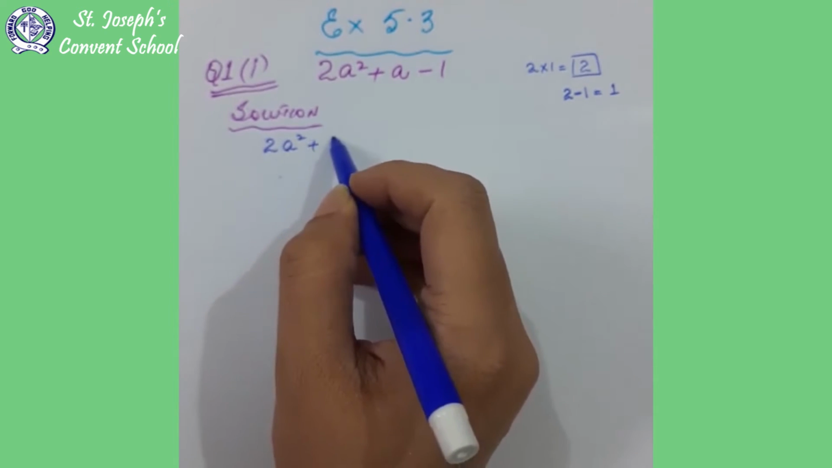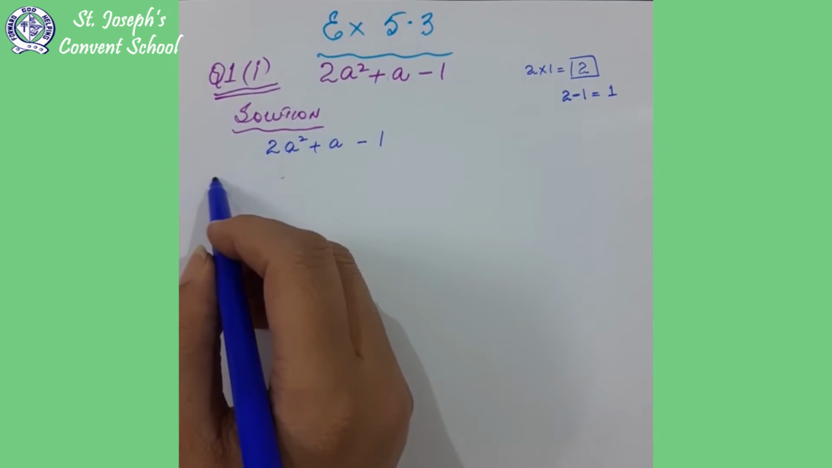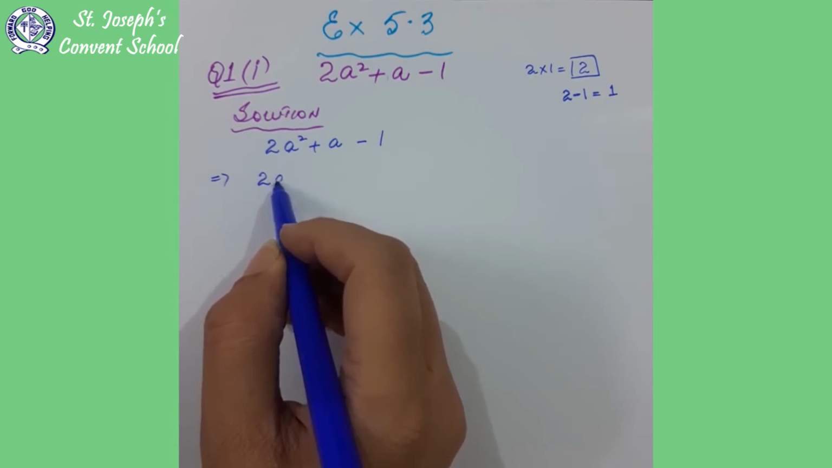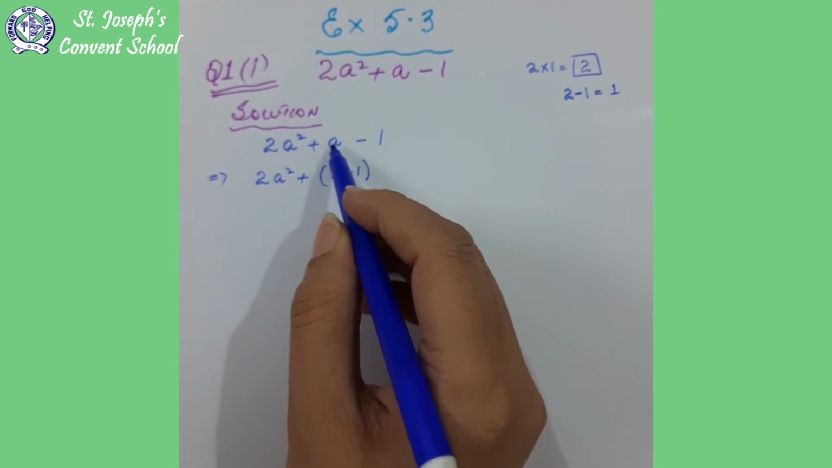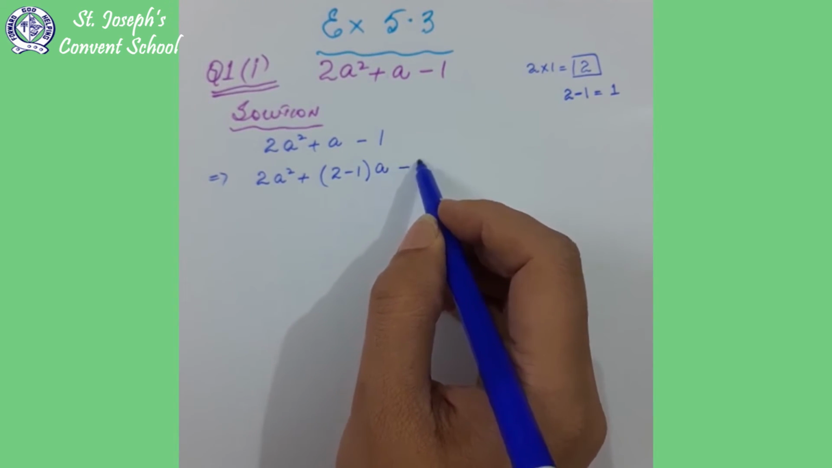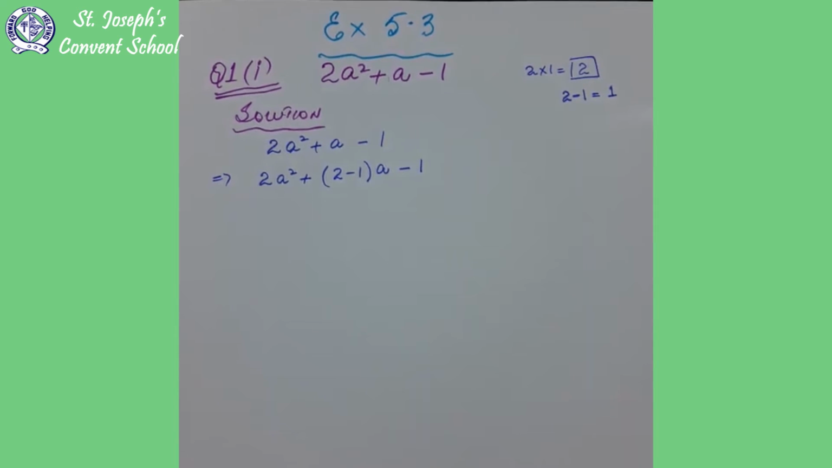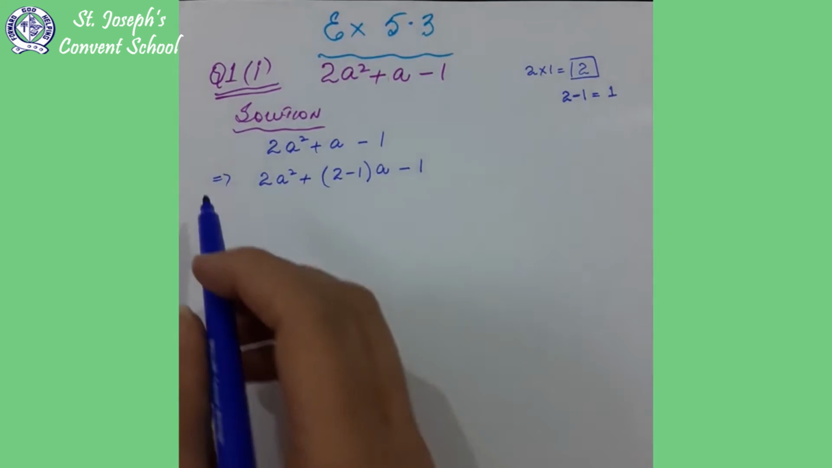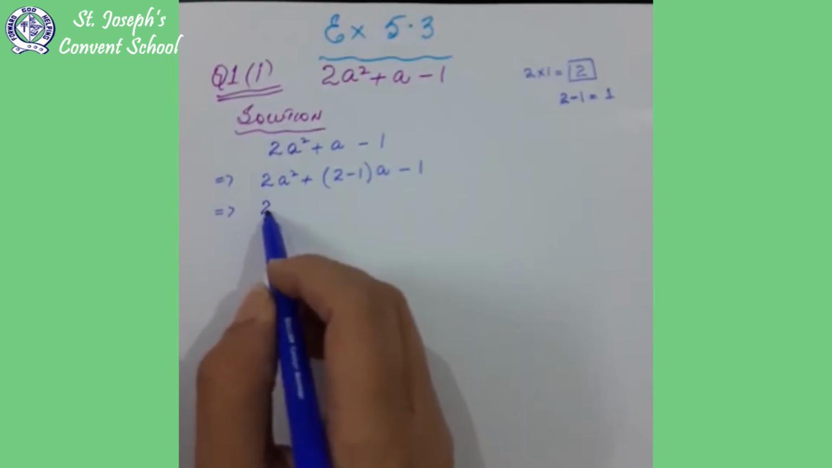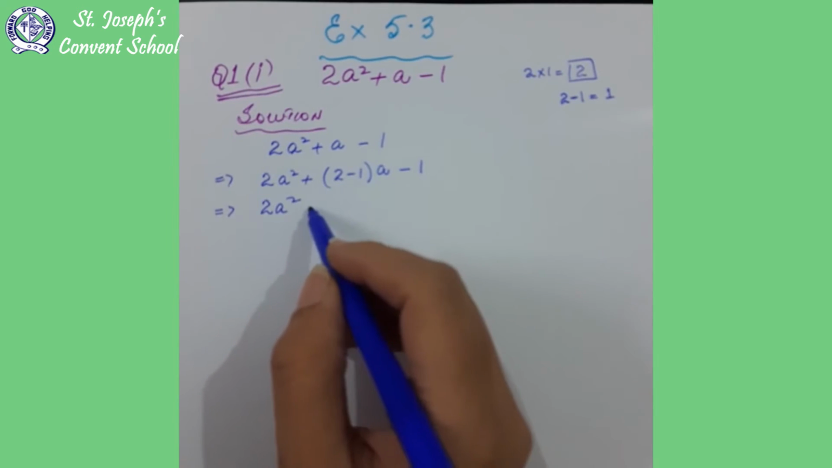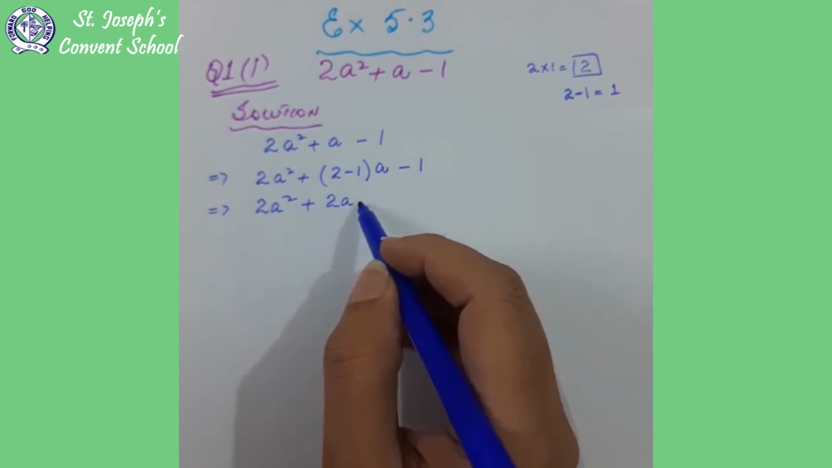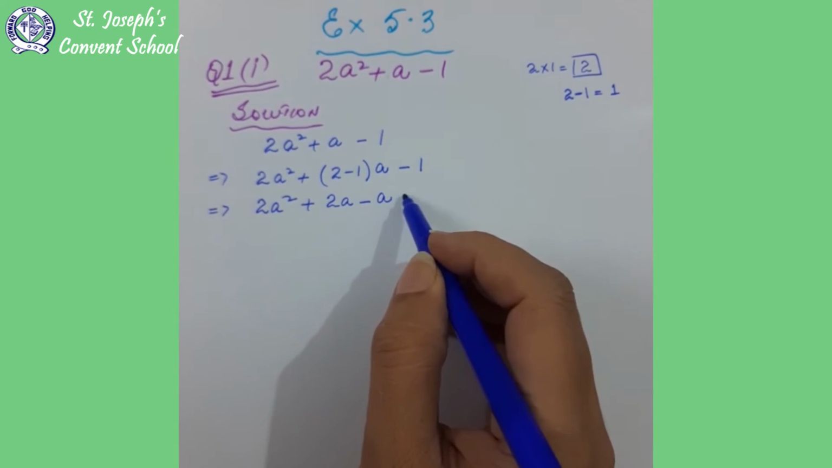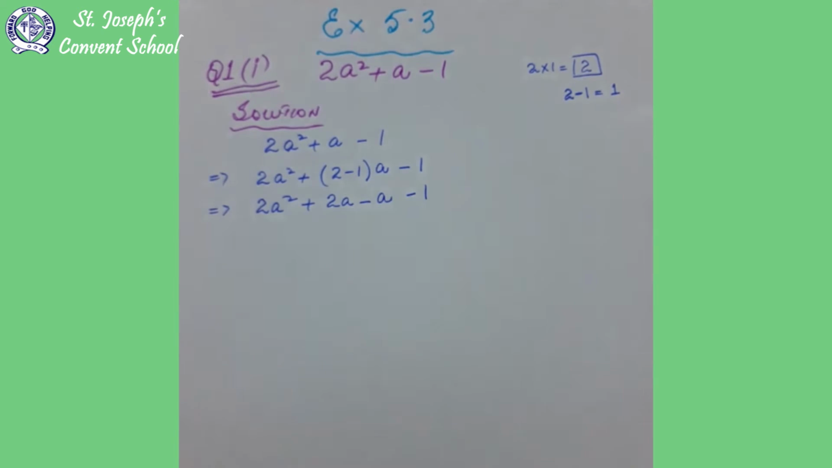2a square plus a minus 1. So break the middle term, 2a square plus, 2 factors are 2 minus 1, variable a outside. Now open the bracket, 2a square plus, open 2 into a, 2a, minus 1 into a is 1a or only a. Okay, and last term as it is.